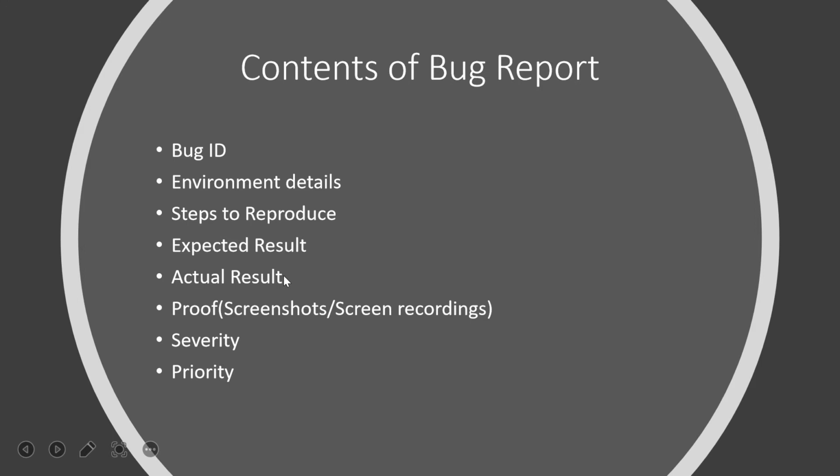Actual result means what is actually happening in the application for this bug. Actual result gives a very detailed explanation of what the bug is about. And proof: we should add screenshots or screen recordings or anything like that. For a bug, proof is required, actual result is required, steps, everything is required. You should not miss out anything. And as I said, severity and priority of the bug is also required.